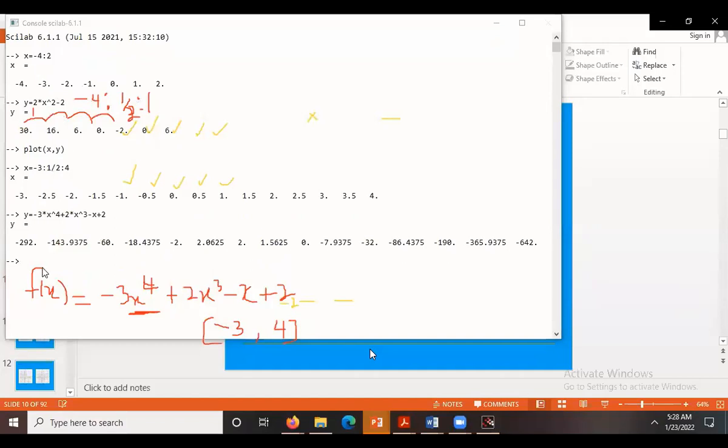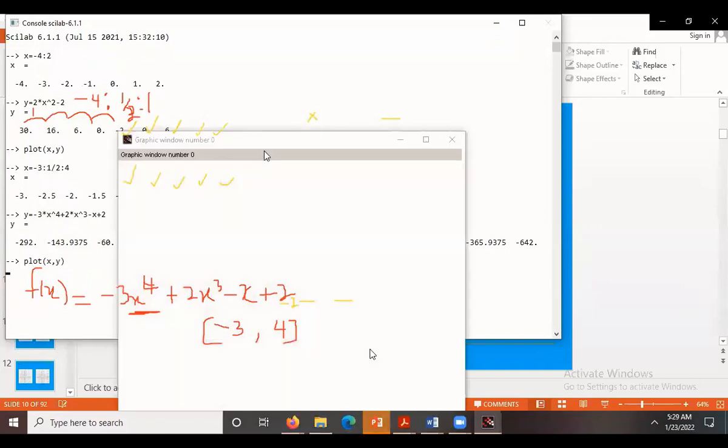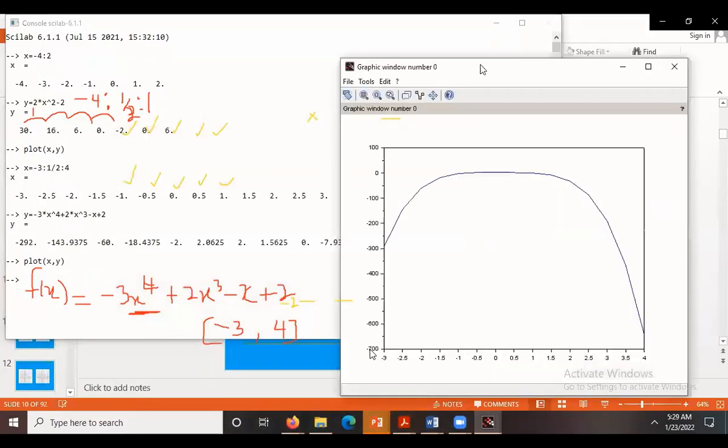So let me use plot. So plot x, comma y. Okay, and then once we plot that, the graph will show. So this is the graph of the function, as we can see.